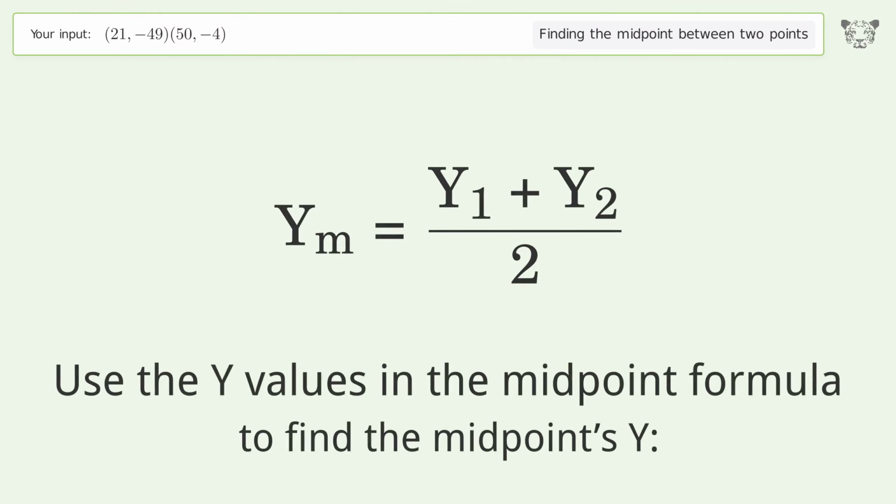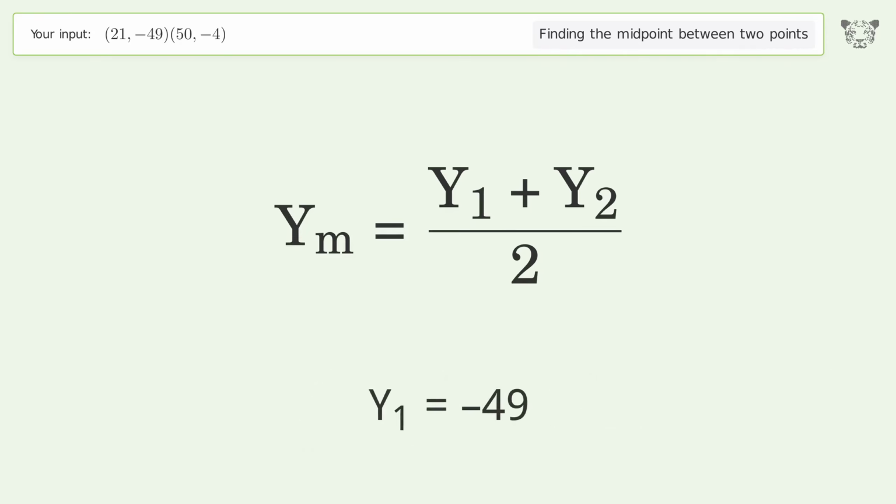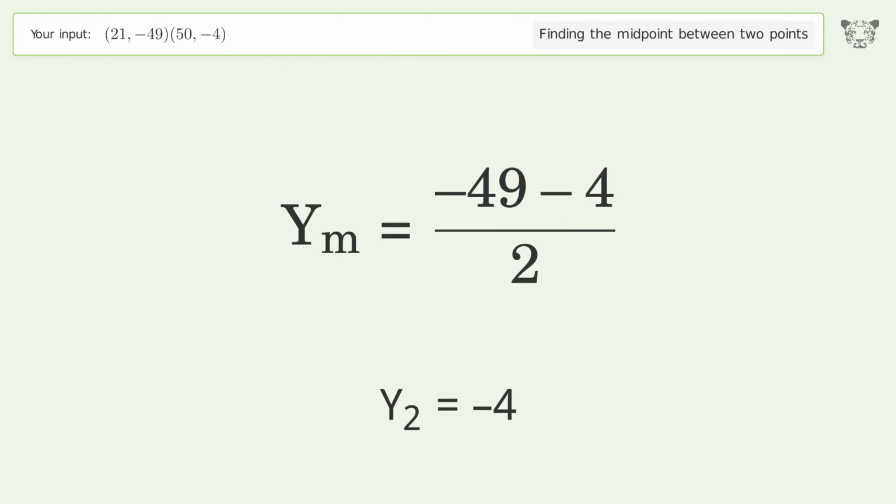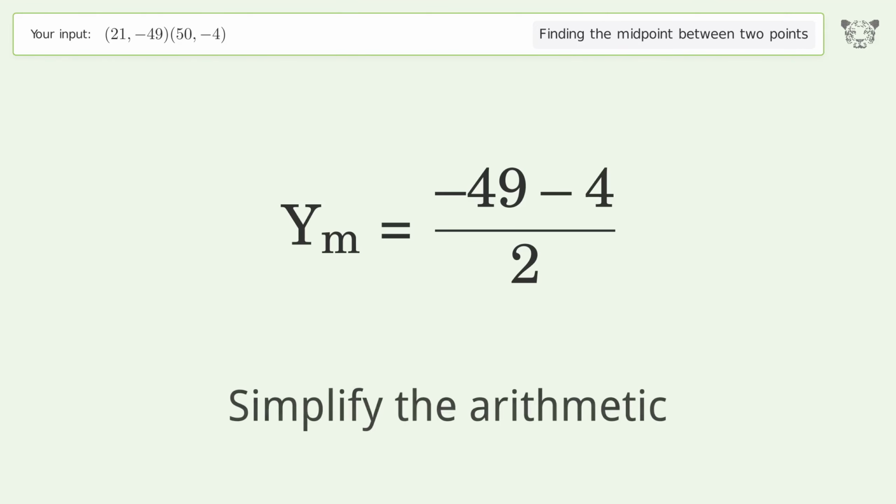Use the y values in the midpoint formula to find the midpoint's y. y1 equals negative 49. y2 equals negative 4. Simplify the arithmetic.